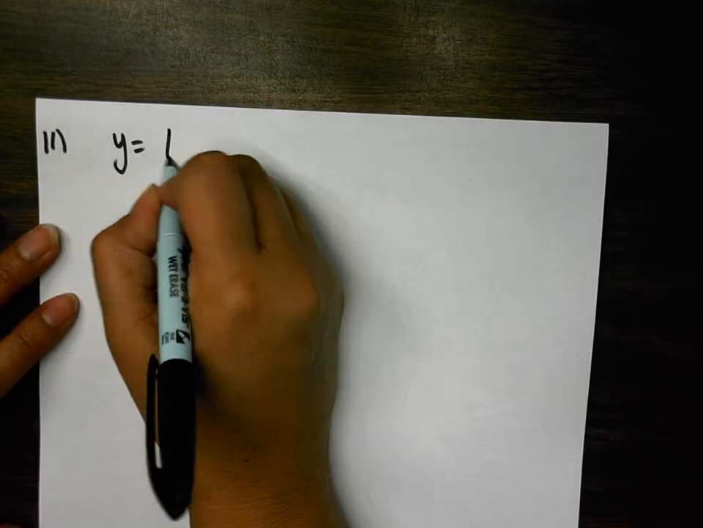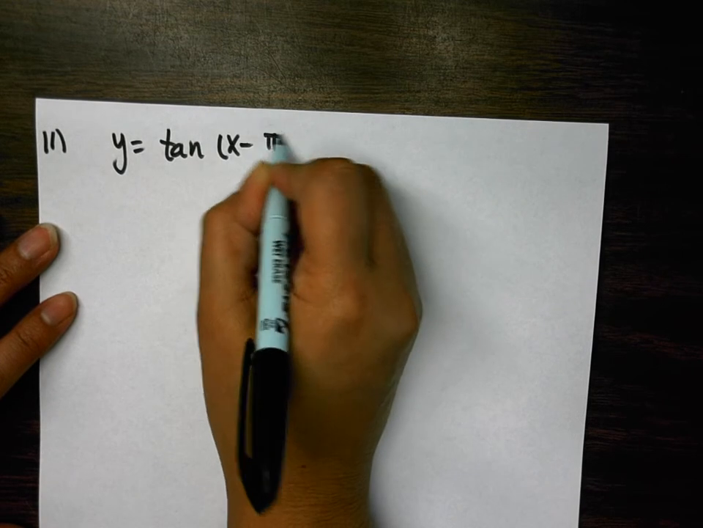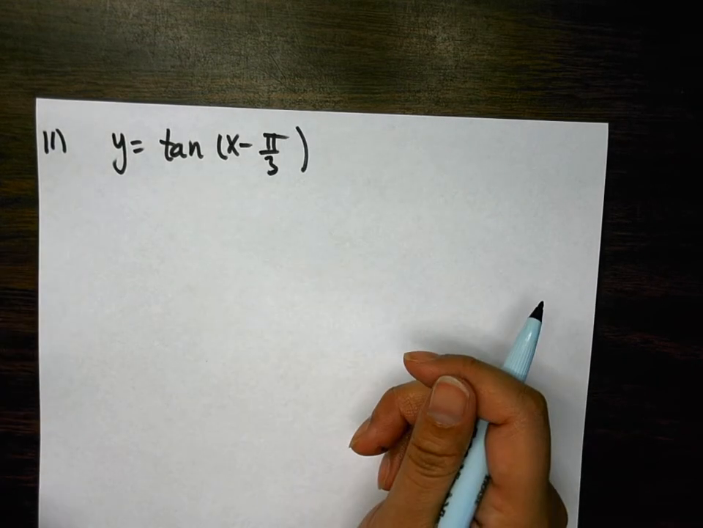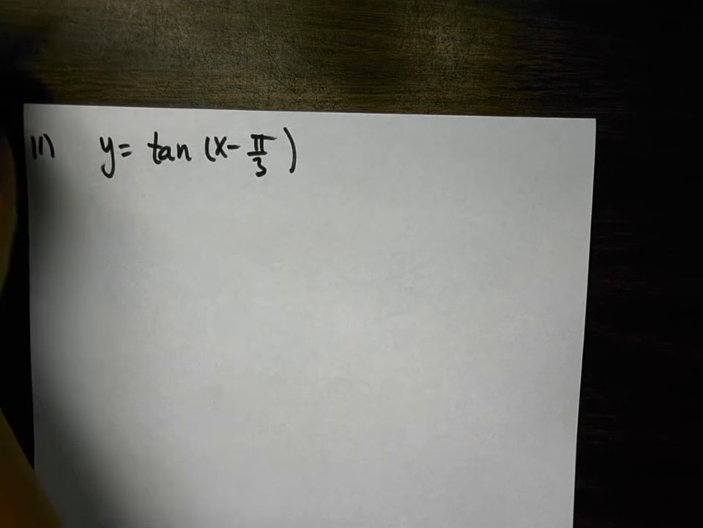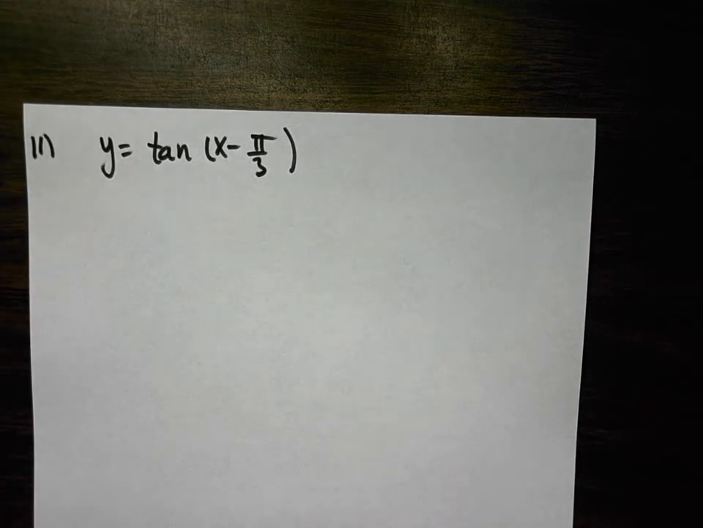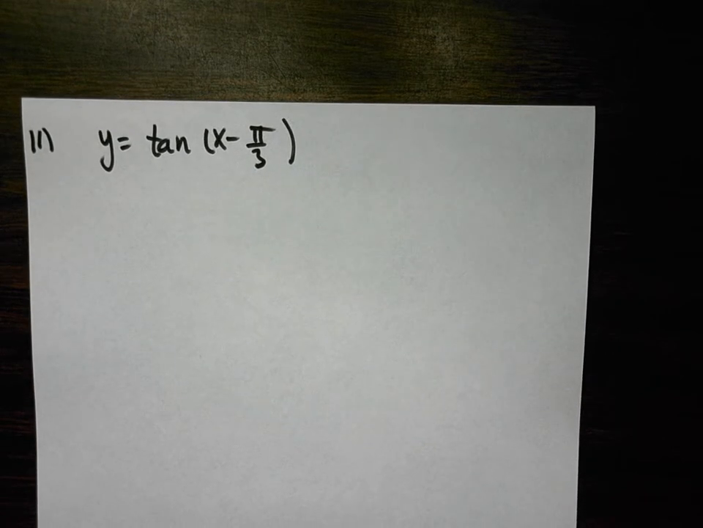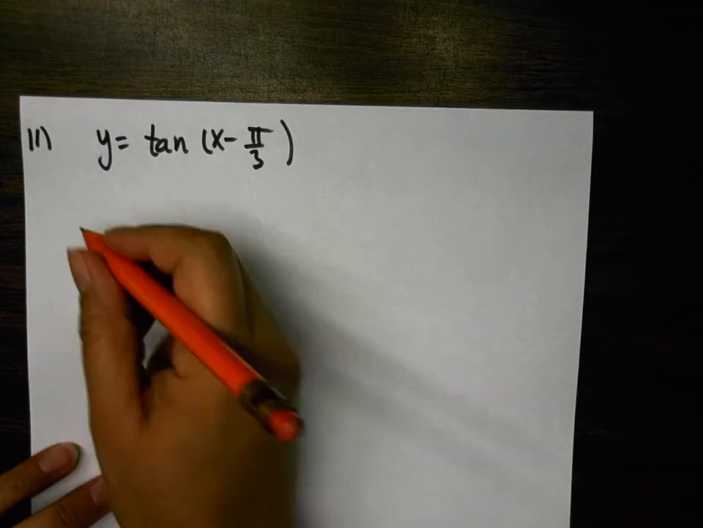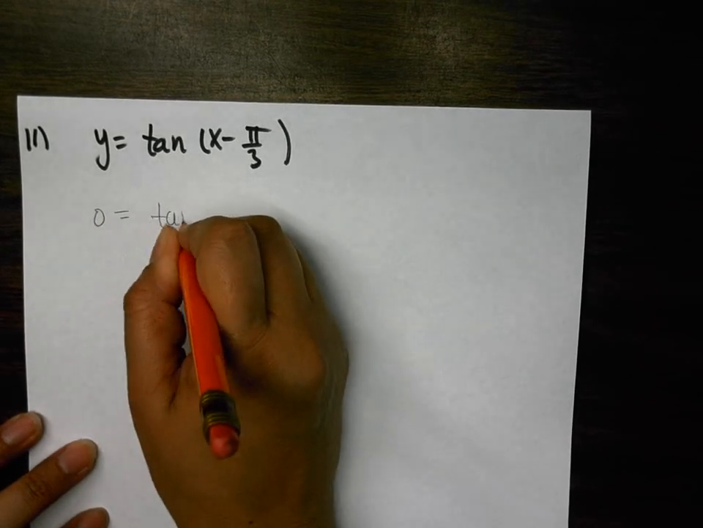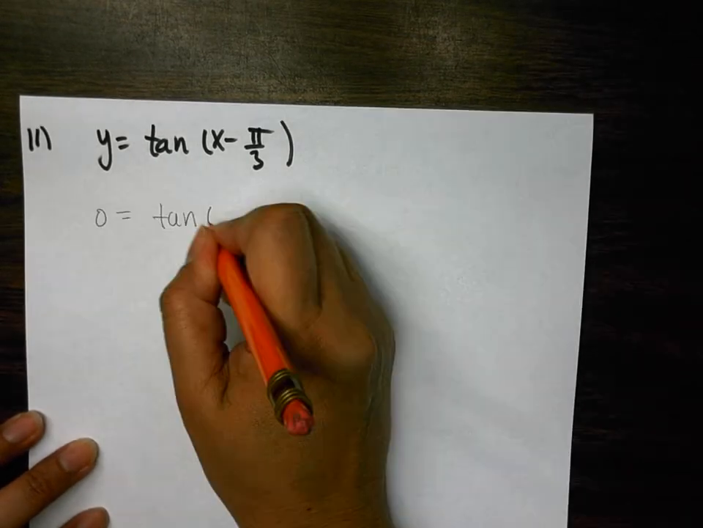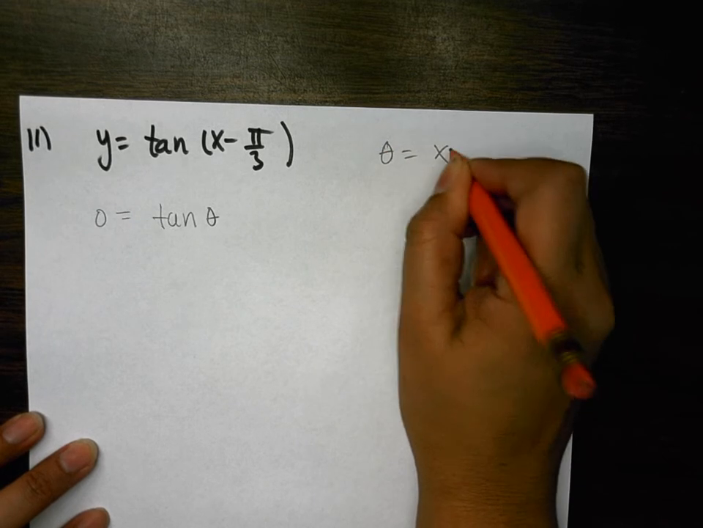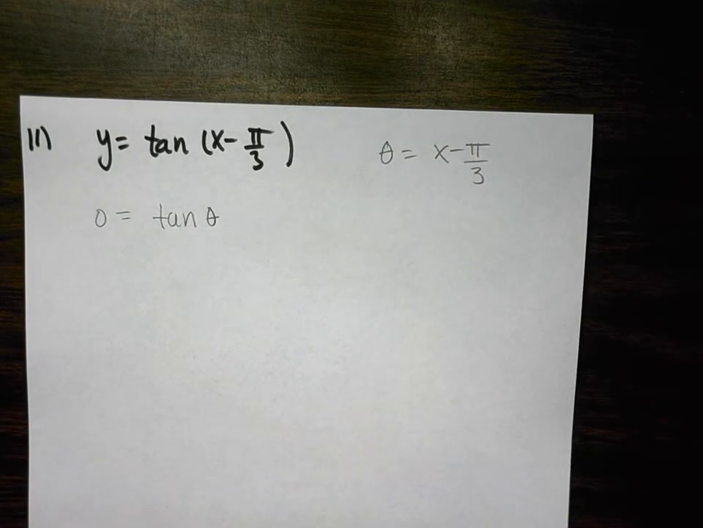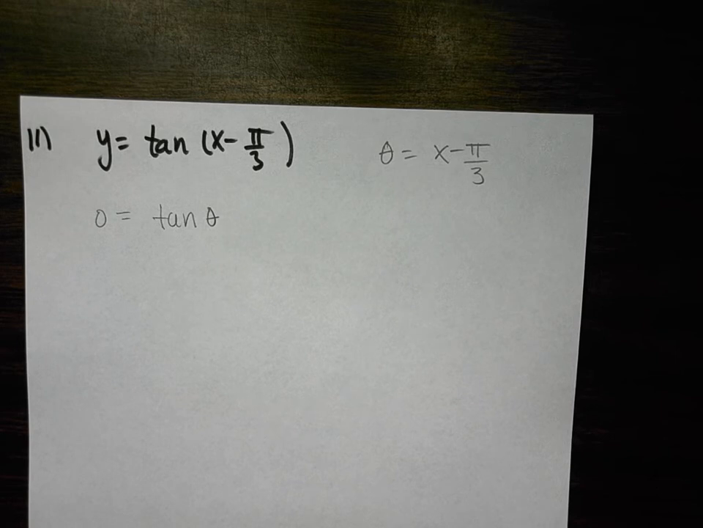Number 11. y equals tangent of x minus pi over 3. Where do the zeros occur in the first period? Okay. I will do this one algebraically, but I just want to remind you guys that you do need to know how to graph tangents. If you've forgotten, we need to go over it sometime. All right. Where are the zeros? Is that what it's asking? Are you guys okay if I just put theta in right now?